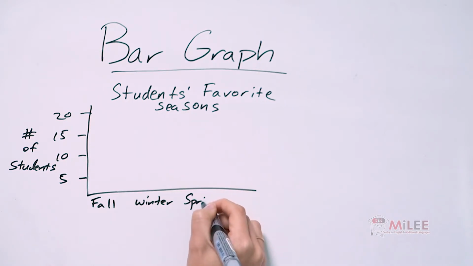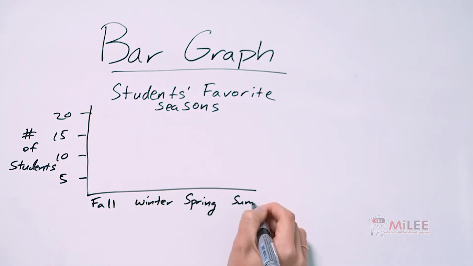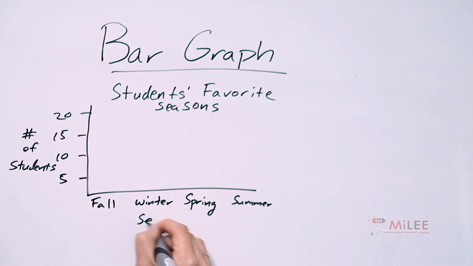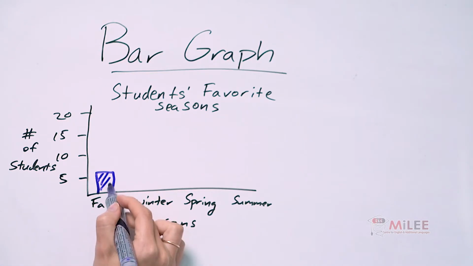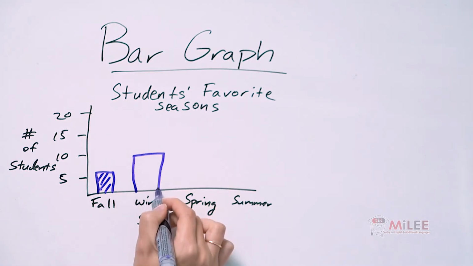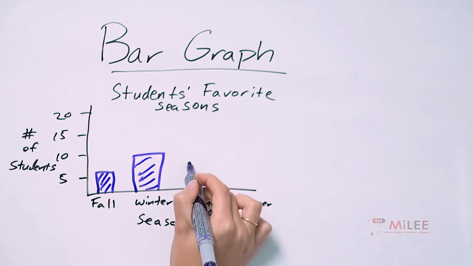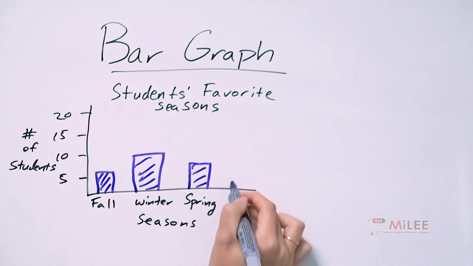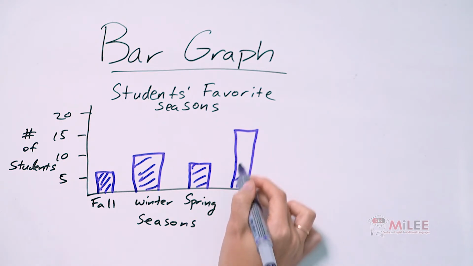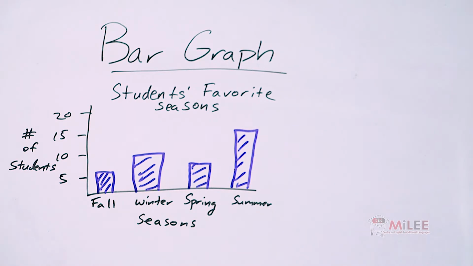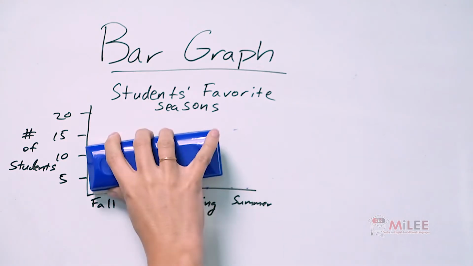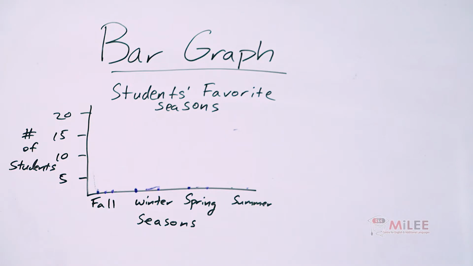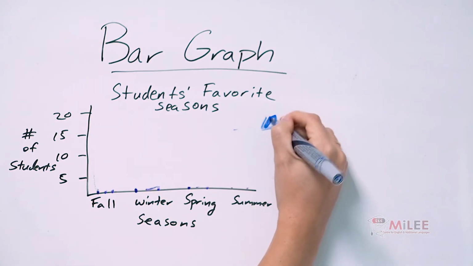Let's say you took a survey of students' favorite seasons. On your y-axis, you would put the quantitative variable, the number of students. On the x-axis, you would put the categorical variable, the seasons that they could choose from. The bars on the graph show how many students chose each season. Notice in this graph that summer was the favorite season and fall was the least favorite. Bar graphs make it easy to compare different categories because you can quickly see which bar is the tallest.